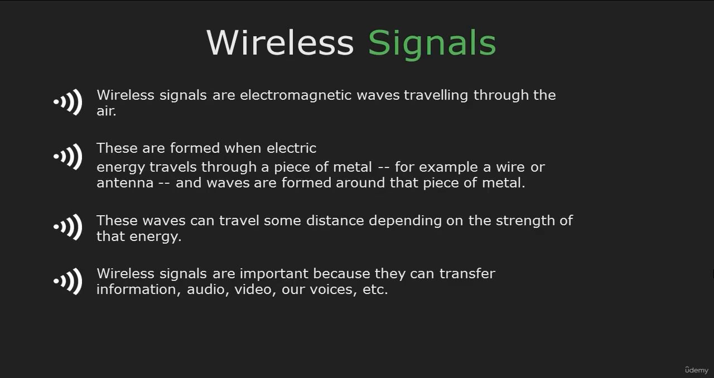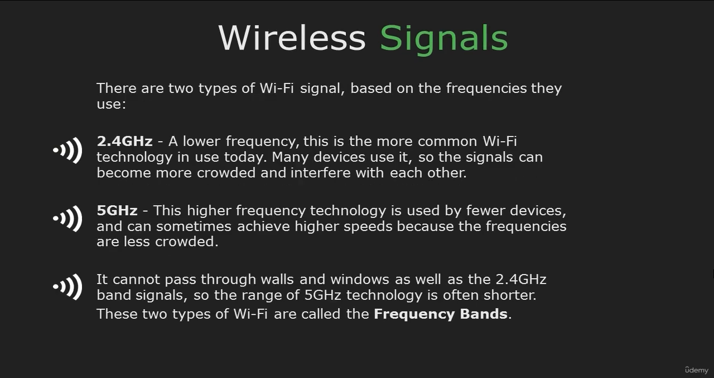Next is wireless signals. Wireless signals are electromagnetic waves traveling through the air. They are important because they can transfer information like audio, video, or voices, and so on. There are 2 types of Wi-Fi signal: 2.4 GHz, a lower frequency. This is the more common Wi-Fi technology in use today, and the 5 GHz, which is a higher frequency used by fewer devices and can achieve higher speeds. The range is also shorter.